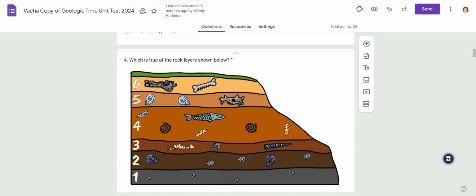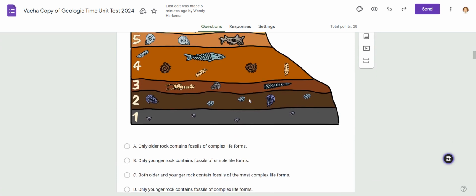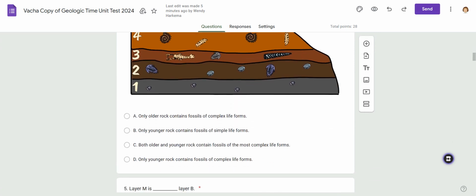Number 4, which is true of the rock layers shown below? A, only older rock contains fossils of complex life forms. B, only younger rock contains fossils of simple life forms. C, both older and younger rock contain fossils of the most complex life forms. D, only younger rock contains fossils of complex life forms.